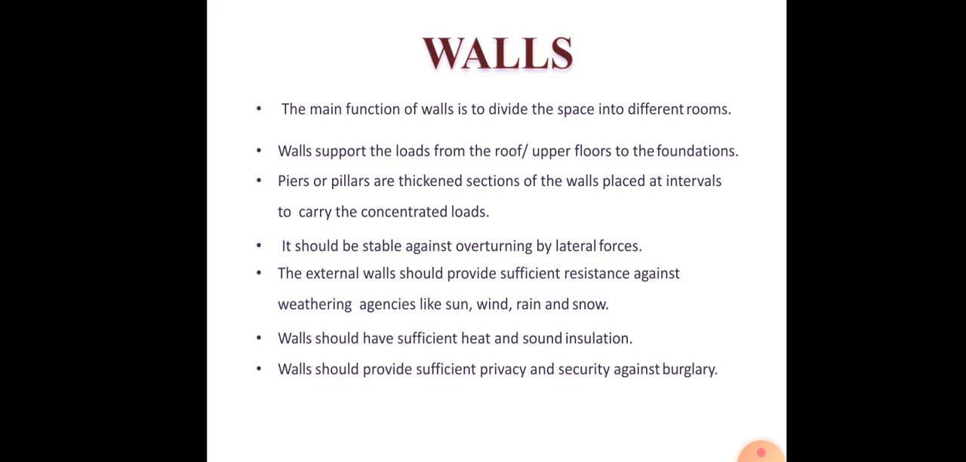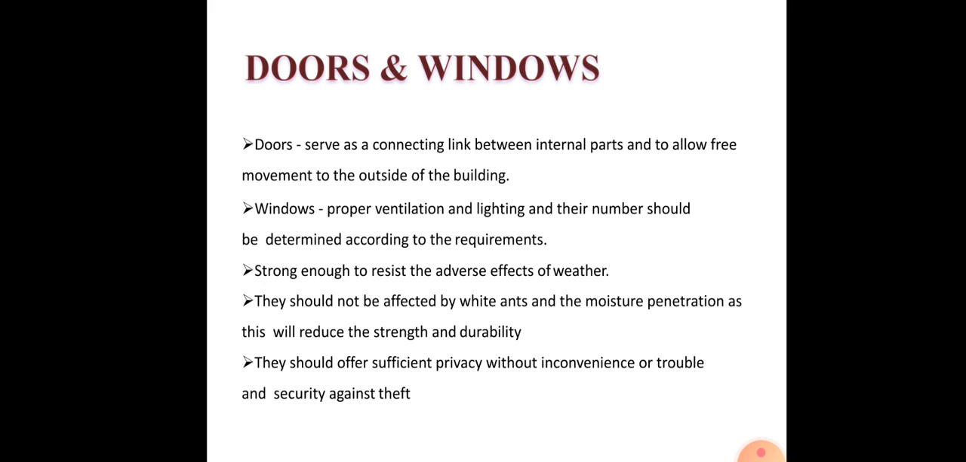Also, walls should have sufficient heat and sound insulation, and should provide sufficient privacy and security against burglary. So the walls should be safe. They should give privacy. At the same time, they should protect the building from any other attack, or it should be secured. So these are the requirements of a wall. Here you can see a wall. This is just a figure which shows the different types of walls.